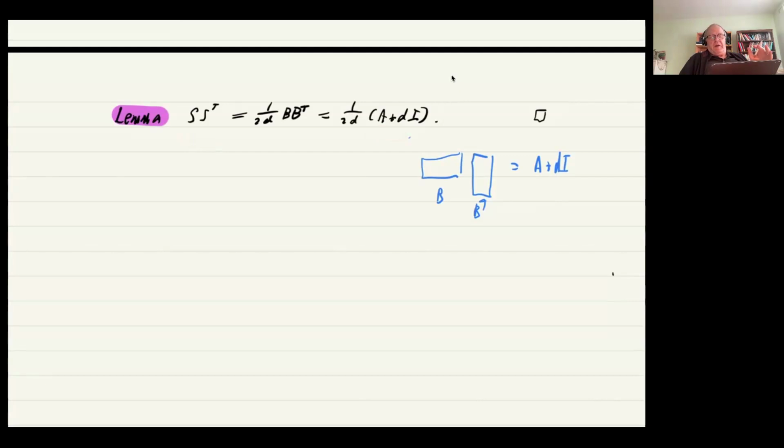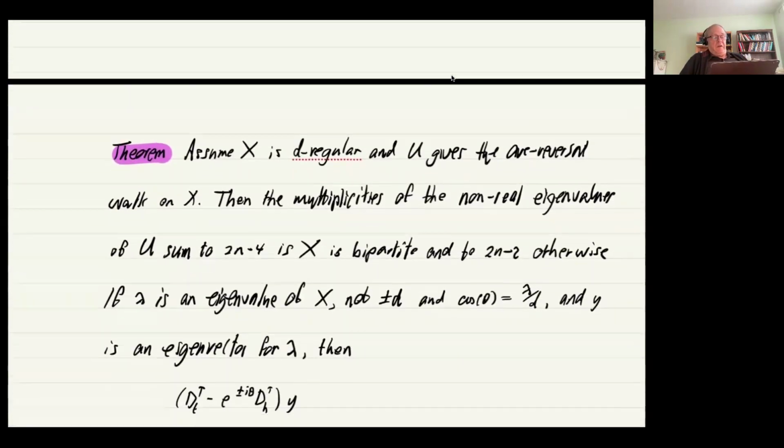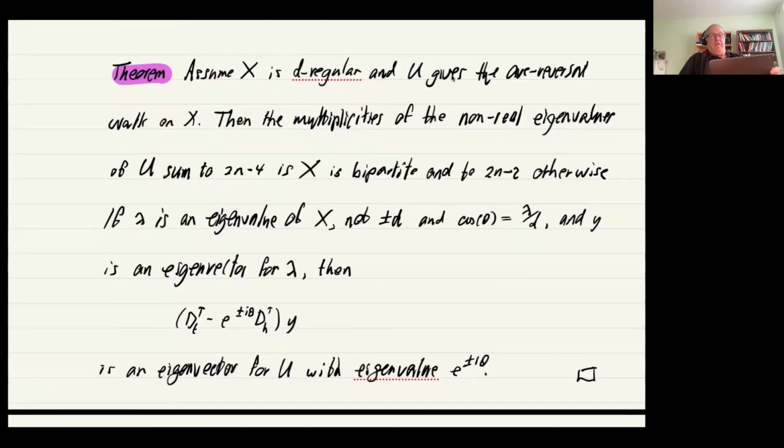Okay, it doesn't cause a great problem. It's just that when you start going into the details of working things out, sometimes you've got to separate out two cases, and you'll see that in the next result, which I'm just citing. So if you've got a d-regular graph, and U is giving you the arc reversal walk on X, then the multiplicities of the non-real eigenvalues sum to 2n minus 4 if X is bipartite, and to 2n minus 2 otherwise.